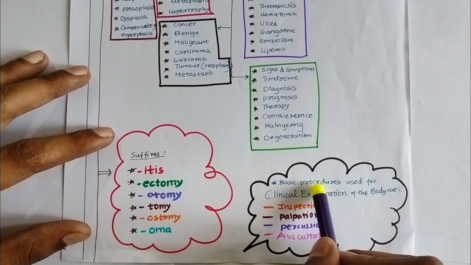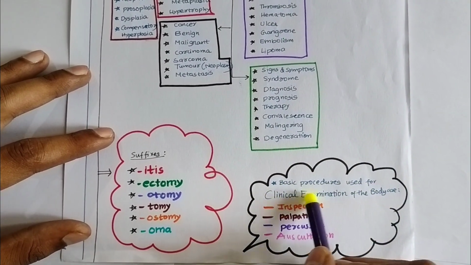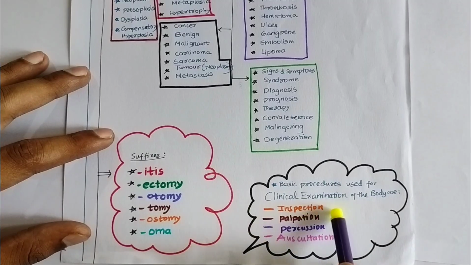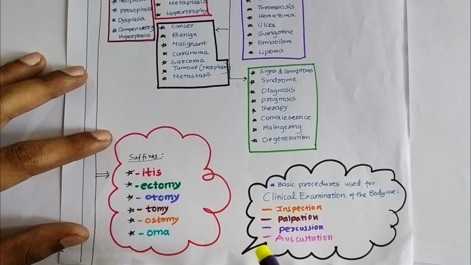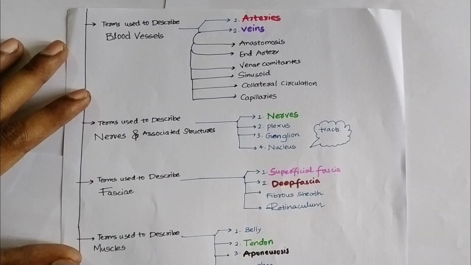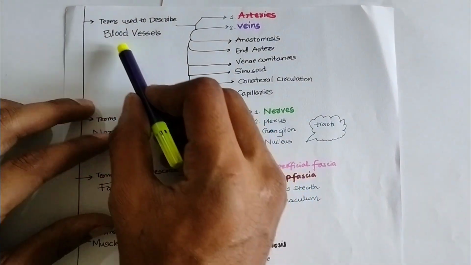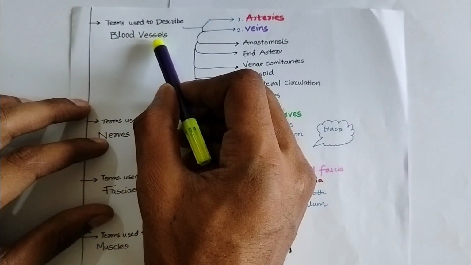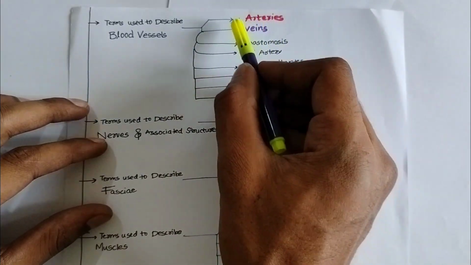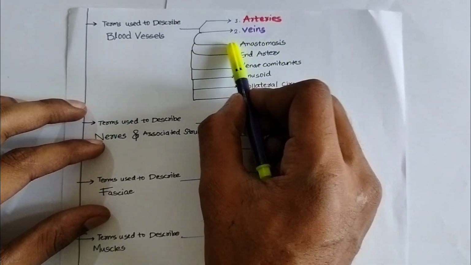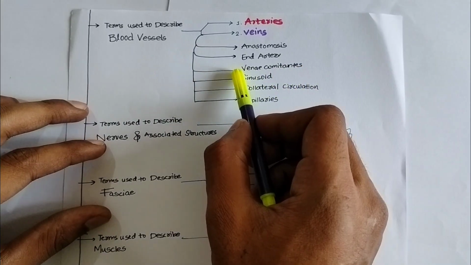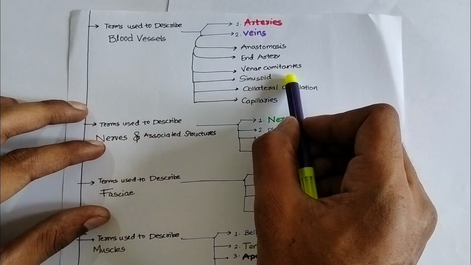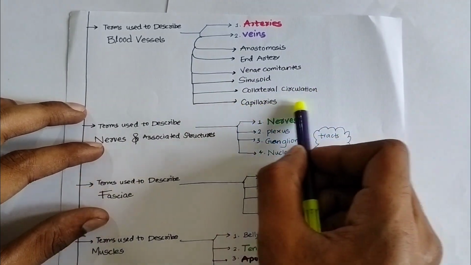So the basic procedures used for clinical examination of the body are inspection, palpation, percussion, and auscultation. We already discussed these in the last chapter. And if you look at the terms used to describe blood vessels, very important ones are arteries, veins, anastomosis, end artery, vena comitans, sinusoids, collateral circulation, capillaries.